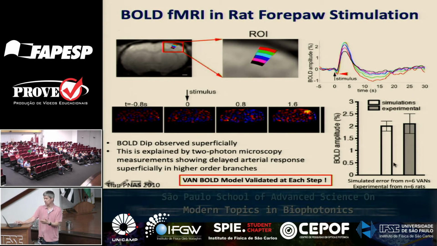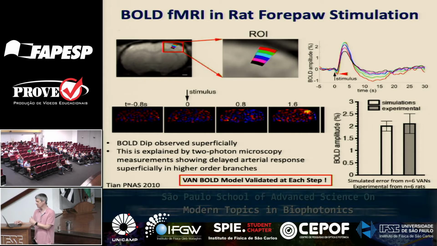Okay, so we're very happy. We've validated this BOLD model at each step of the way. And so we have a validated model. Woohoo, we're good modelers. But a model is only useful if it makes predictions that teach you something new about the experimental system, right? So we wanted to begin to look at some things that are difficult to measure experimentally.